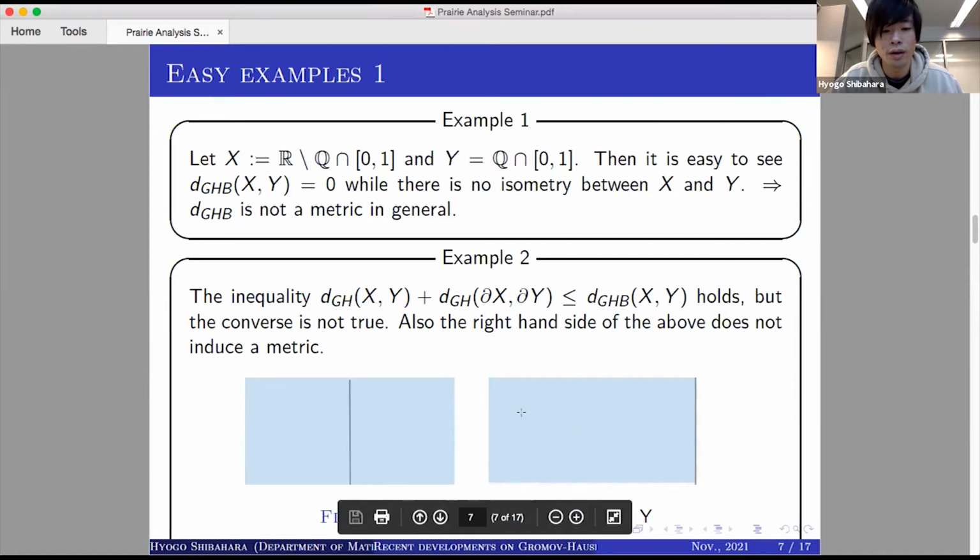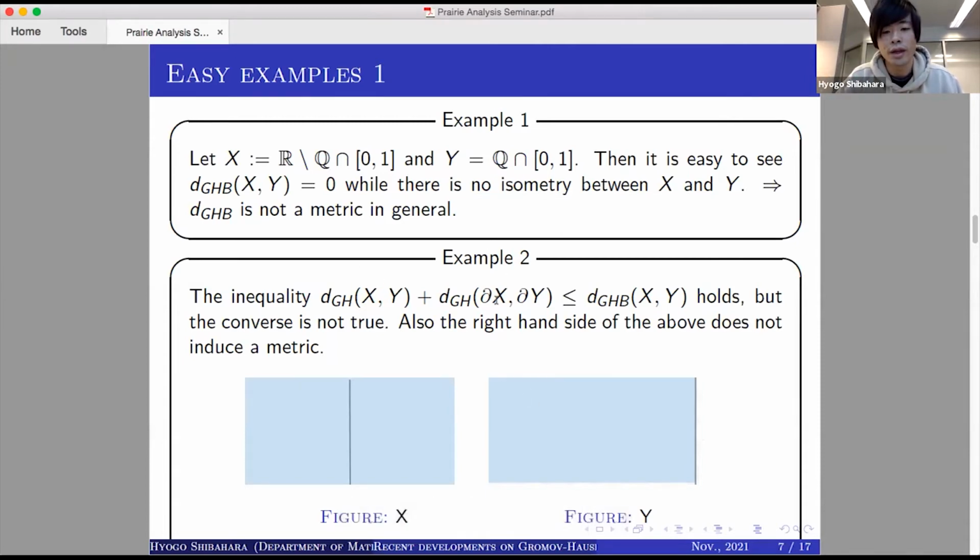But there's no isometry between these two because when we look at connected components, they're different. So this cannot induce a metric, and also this inequality holds, but the converse is not true.